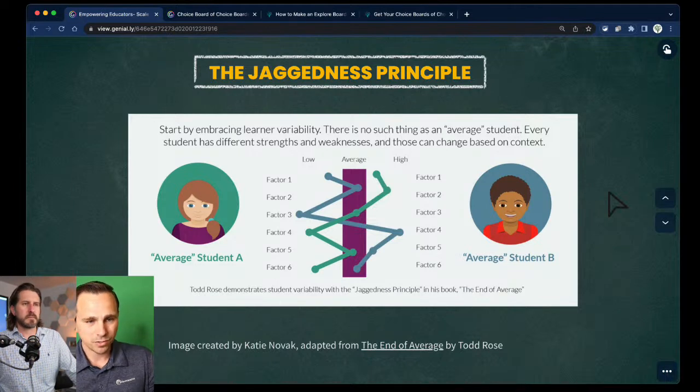So when I was in my social studies classes, if I saw something like this, my first question would be, all right, well, student B on the right has a really low factor 3, for instance. How can I now help address that? And I think that's where UDL comes into place, is that it's going to give you a mindset and some strategies for how to address this jaggedness of understanding and competencies for students across all different domains.